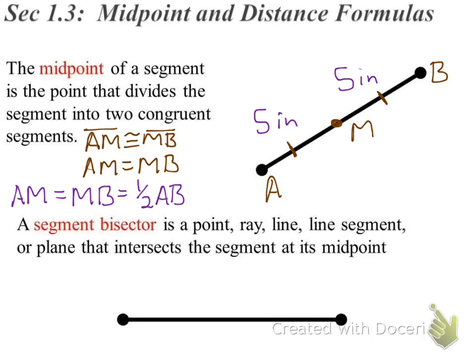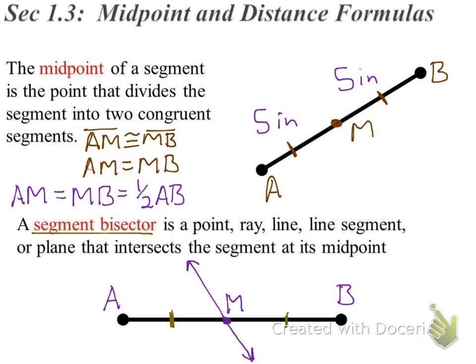Now, a segment bisector is another term we have related to a midpoint. So let's say I still have a segment here, AB. A segment bisector could be a point, a line, a ray, a line segment, it could even be a plane that intersects the segment at its midpoint. So we still have this midpoint M here, but this object, whatever it may be, in this case a line, is the segment bisector. It cuts it in half. There's a variety of things it could be, but the key thing is when we see the term segment bisector, it means we have a midpoint and we're going to solve it like the problem above.